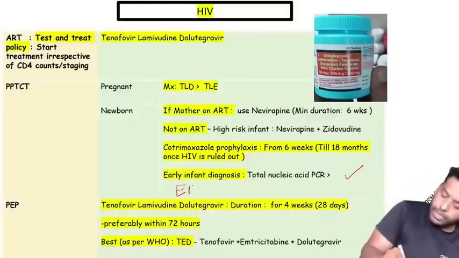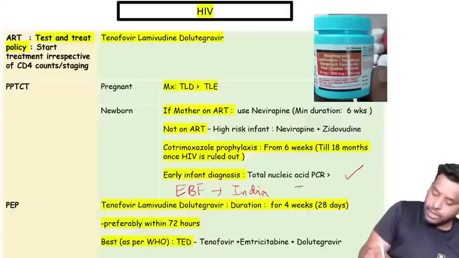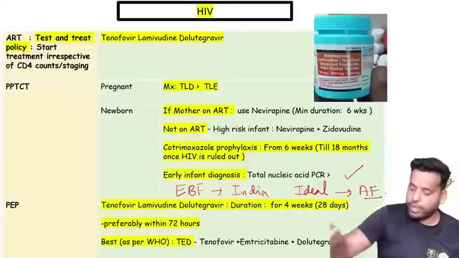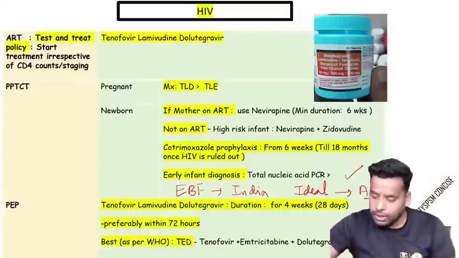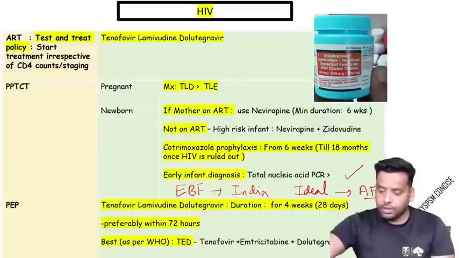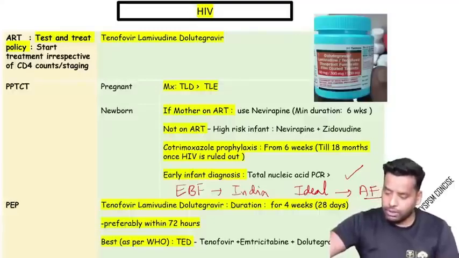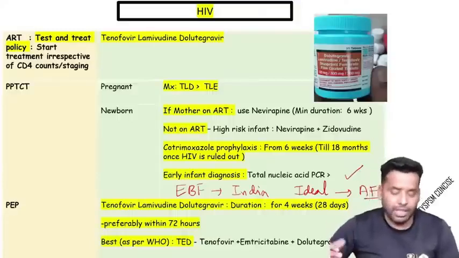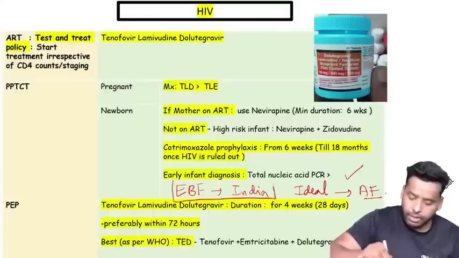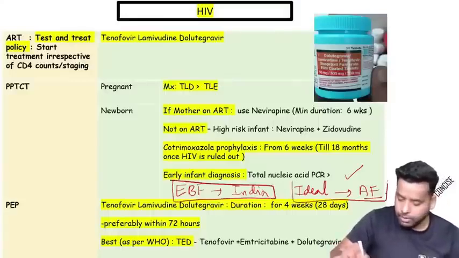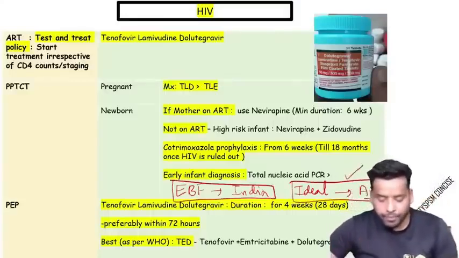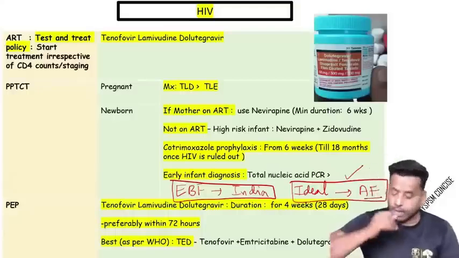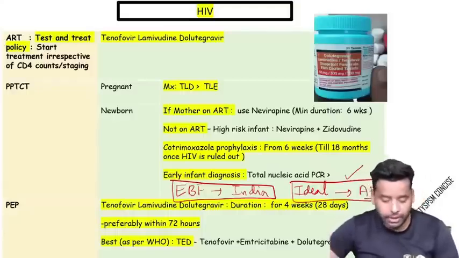Exclusive breastfeeding can be done in India. Yes, but the ideal method is always artificial feeding. What is the ideal method of feeding in an HIV infant? Artificial feeding. Even during prophylaxis they should prefer artificial feeding. That is the ideal method. But in Indian conditions, exclusive breastfeeding can be done. These two points they will mention separately.